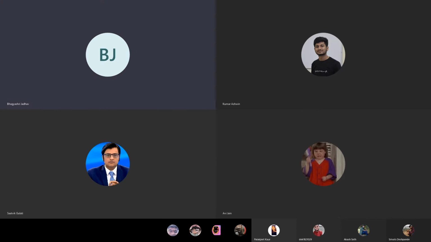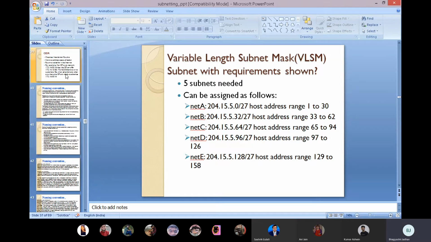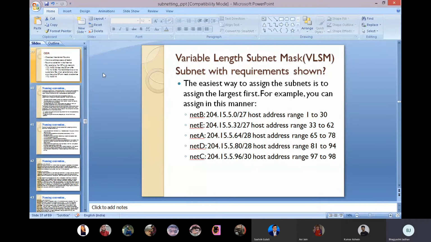This is variable length subnet mask, VLSM. We saw this part, subnetting. Now we will see our next topic, naming convention.